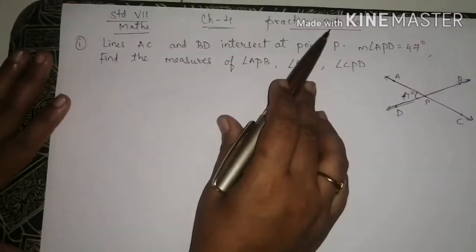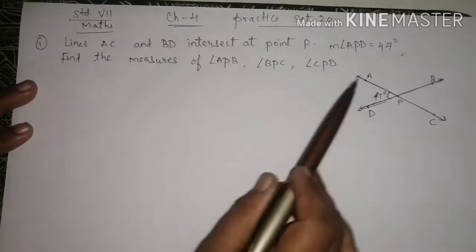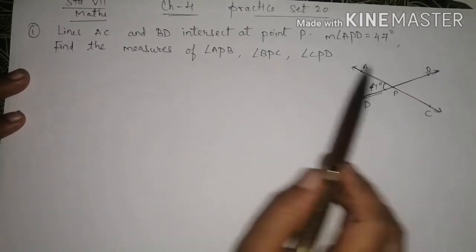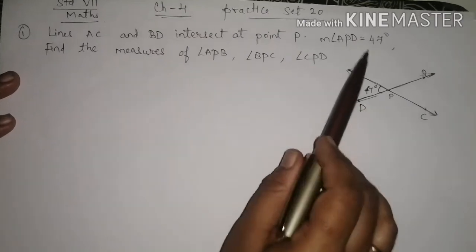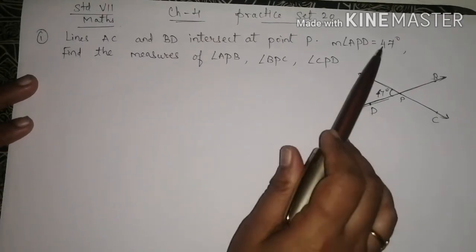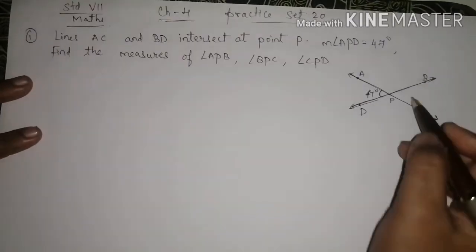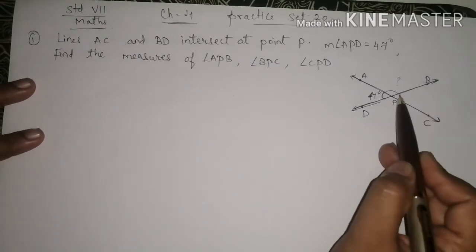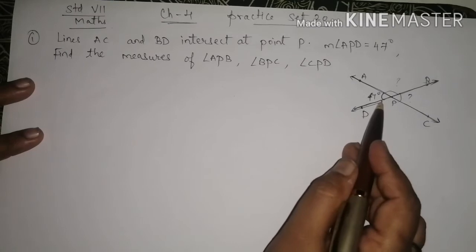practice set number 20. So see here, this figure is given to you. They are saying in the question, lines AC and BD are intersecting at point P. And they have given me one angle's measure, angle APD. How much is it? 47 degree. And they are asking me to find the remaining angles' measure. Angle APB, we have to find out. Angle BPC, this we have to find out. Angle CPD, this also we have to find out.